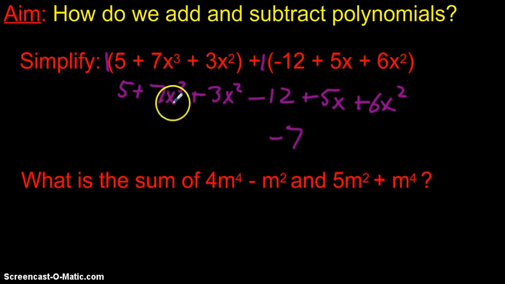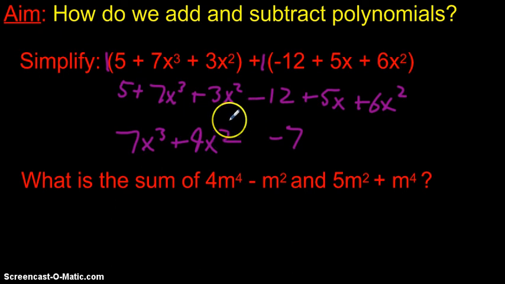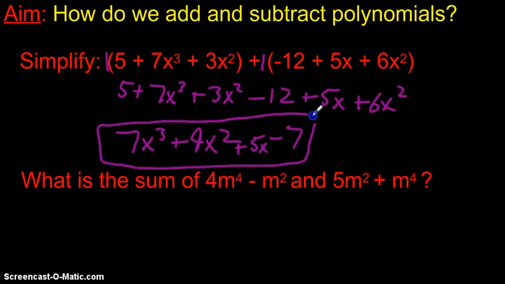We have 7x to the third. I don't see any other x to the thirds, so that's also the highest degree, so that's going to go all the way over here. Then we have the 3x squared, which combines with the 6x squared, and since they're both positive, that's 3 plus 6, which is 9x squared. And we have this 5x by itself, so there should be a 5x here. So this is its simplified expression that results from adding these two polynomials.